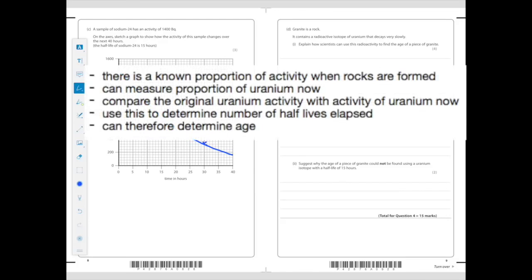This means that you can now measure the proportion of uranium now, and then you compare the activity of the original uranium's value with the activity now, and this can help you determine the number of half-lives which have elapsed, and then you calculate the age from reference to half-life.